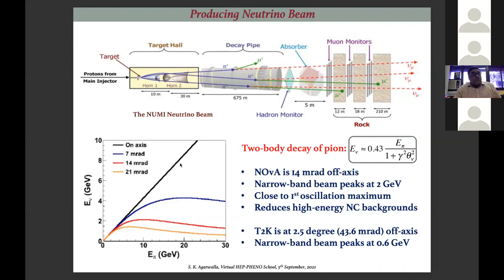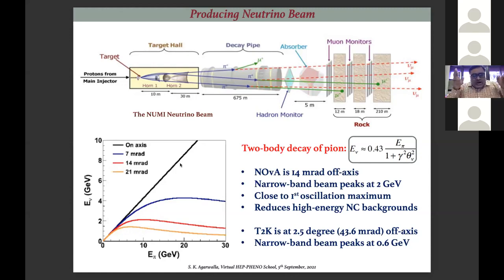But suppose your baseline, the T2K baseline, is 295 kilometers. You can calculate with a two-flavor formula that for 295 kilometers, the oscillation maximum, where you expect maximum νμ to νe transition, will be at 0.6 GeV. So especially for students, I have a simple task for you.